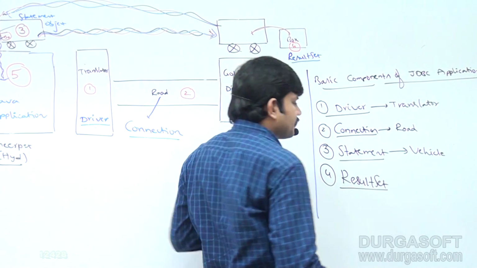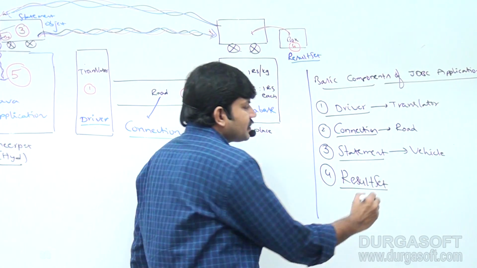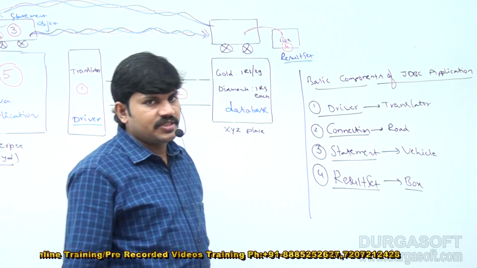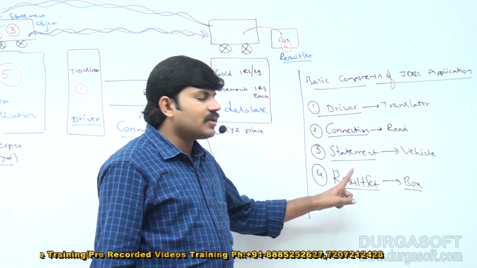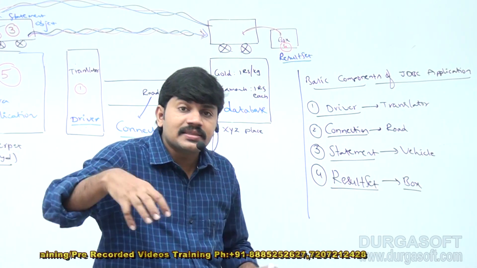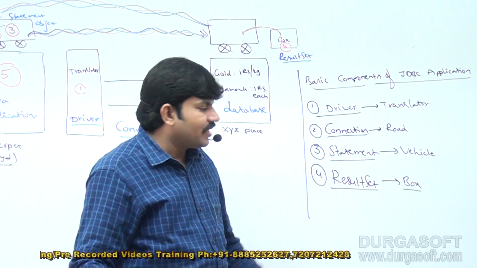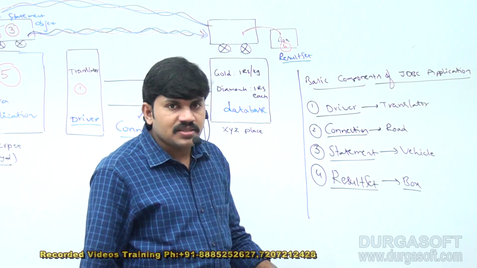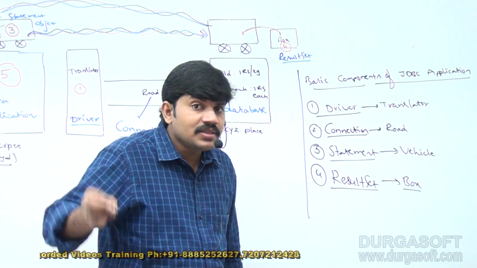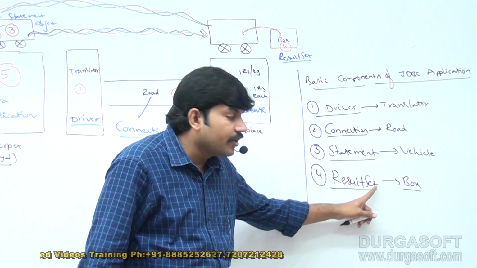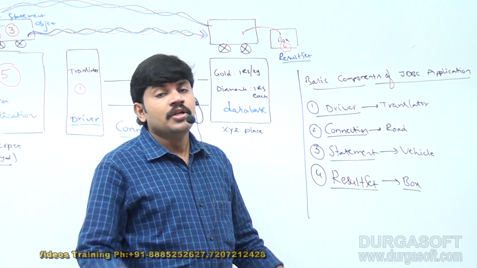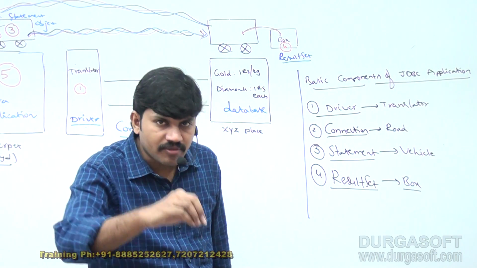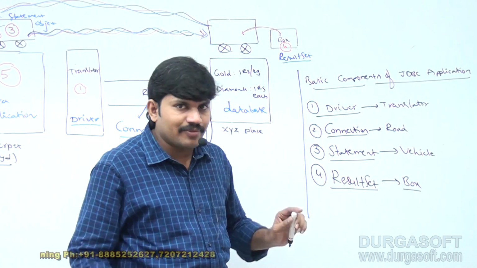Result set. Result set is something like a boxes set. What is the purpose of result set? Can you spell out? Result set holds the results of SQL query. Set of results. Result set holds results of SQL query, which is nothing but what? Boxes set. Java application can get results of SQL query from the result set only.